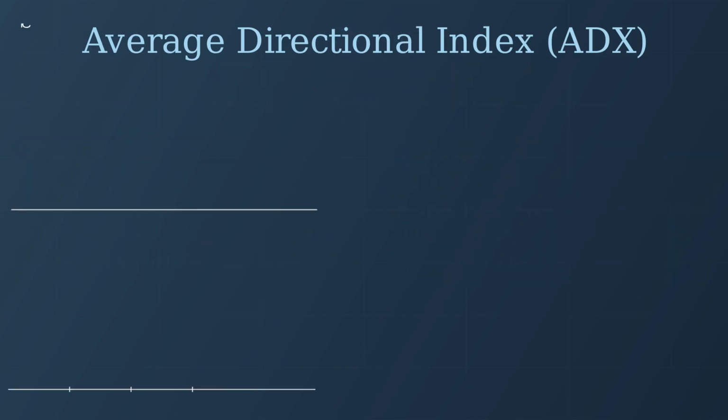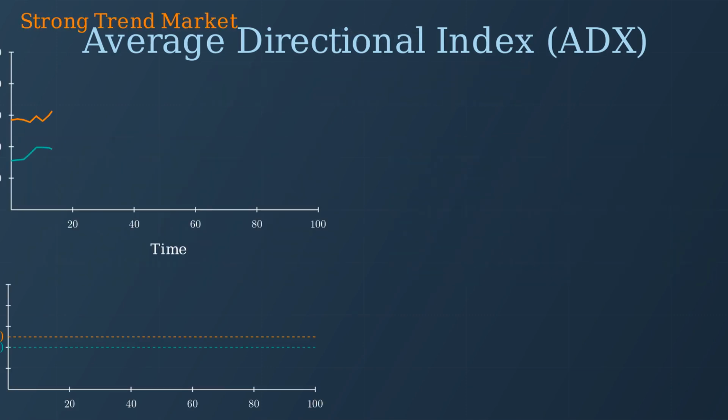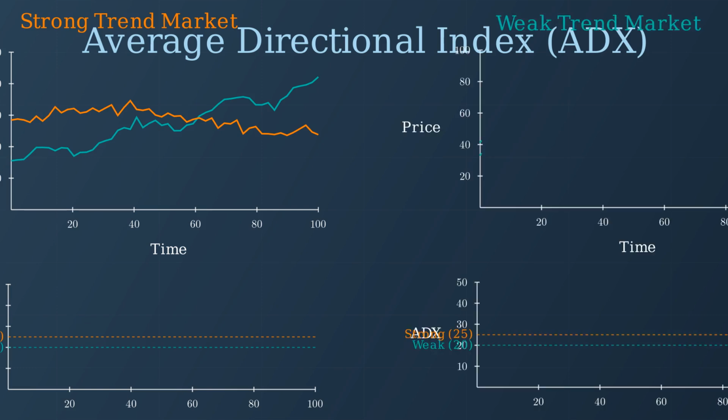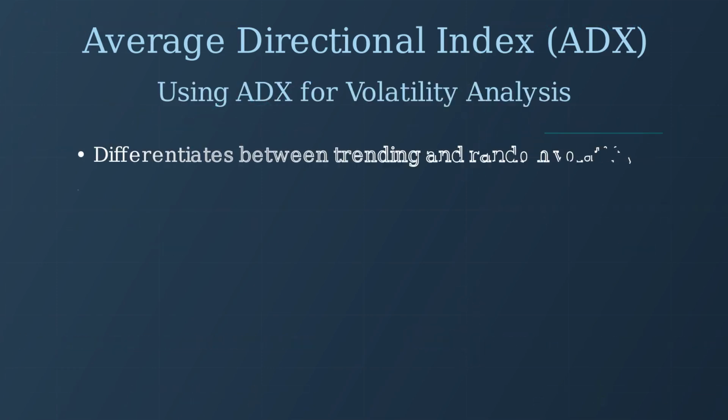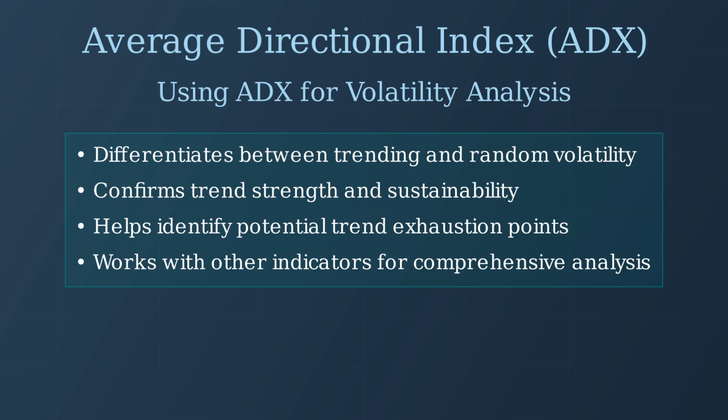Let's compare how ADX behaves in different market conditions. In a strong trend, notice how the ADX value stays consistently above 25, reflecting the sustained directional price movement. In contrast, during a weak trend or choppy market, ADX values remain below 20, indicating inconsistent directional movement and unpredictable volatility patterns. Traders use ADX to determine if volatility is trending or random.